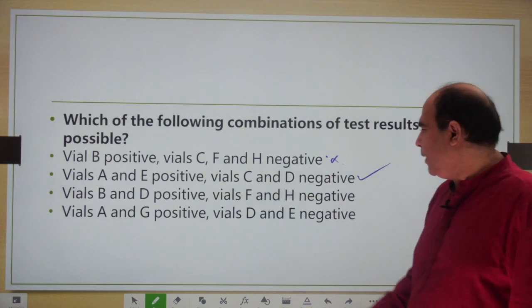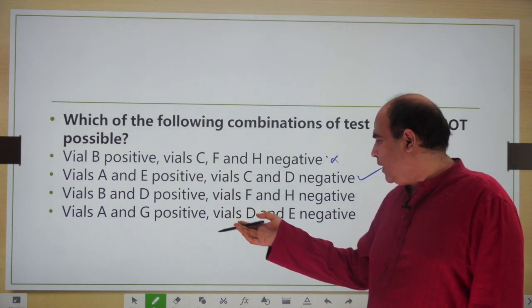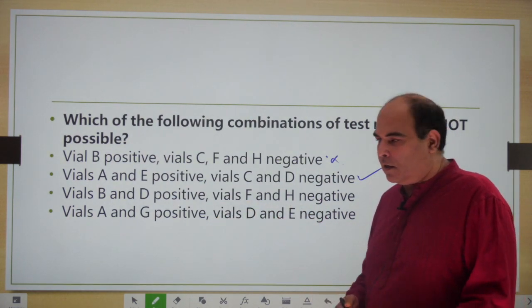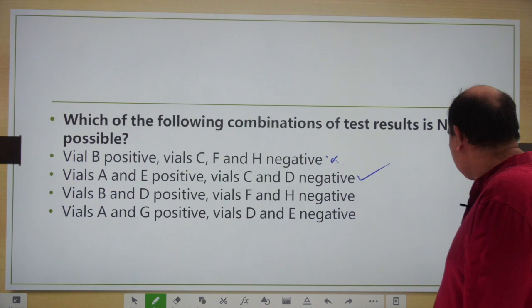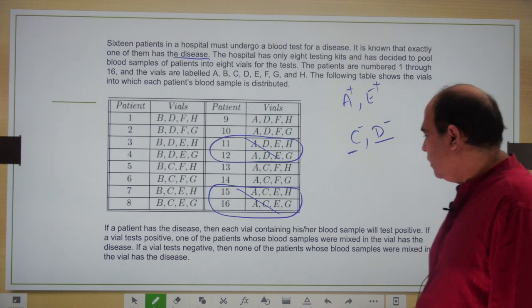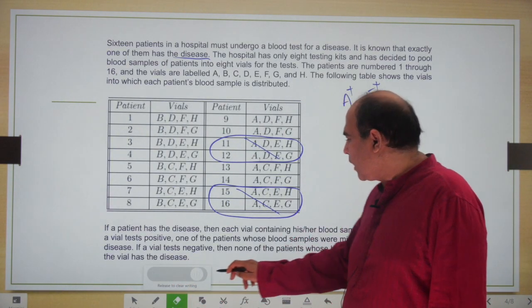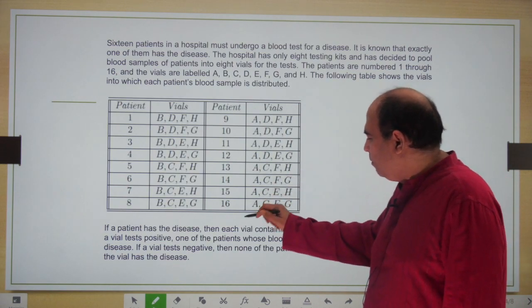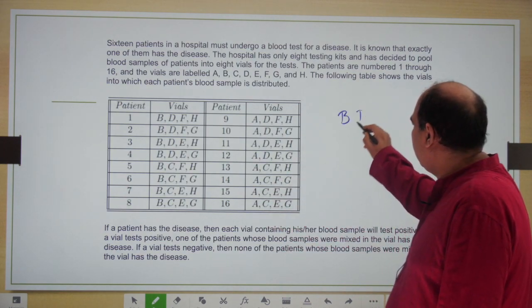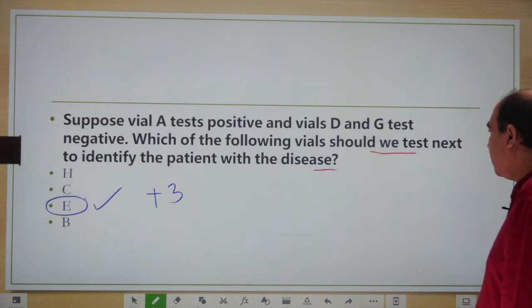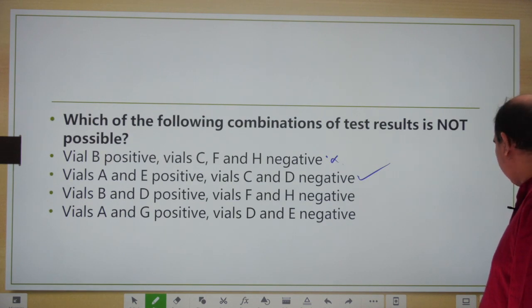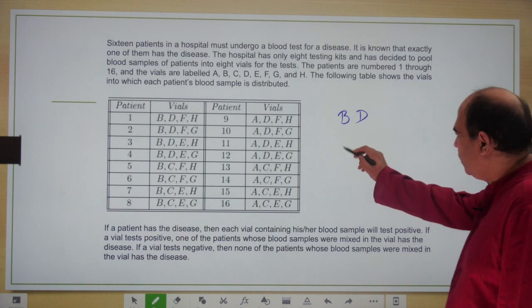You can of course test BD positive, FH negative, and AG positive and DE negative. You will see that, for example, BD positive, FH negative, let's do it. Option C, I'll eliminate for you. BD positive and FH negative, option C. Let's have a look.